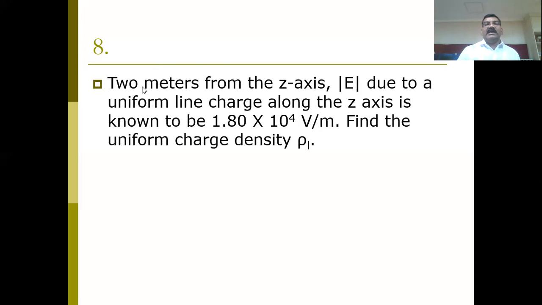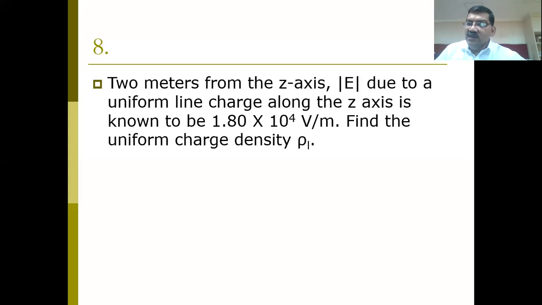So R you can take as 2 meters. You have to find rho L. E is given, and epsilon 0 you can take as free space. Simply you have to equate. It is a very simple problem. Use the formula E equals rho L upon 2 pi epsilon 0 R. Only the magnitude you have to take, no vector. So quickly you can calculate. R is 2. Give me the answer for numerical 8. It does not have a great calculation. So do this.